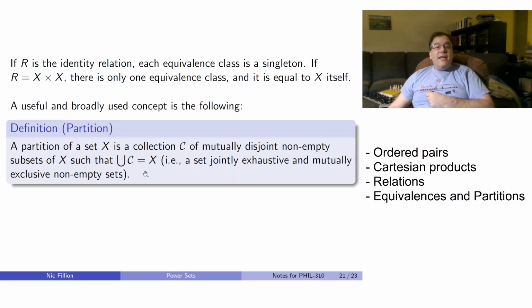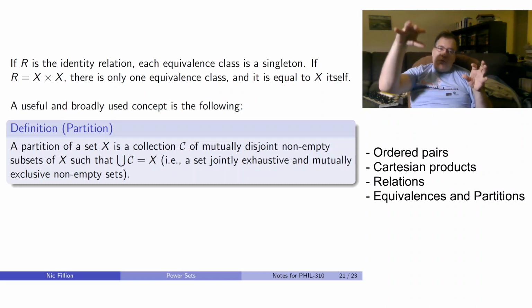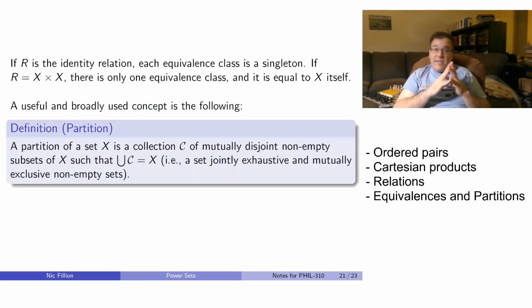And the idea is that those sets in that collection, not only are they non-overlapping, but if we take all of them together, it includes every element of X. Right? So every element of X has to be at least in one set in that collection, but will be in at most one set in the collection. And sometimes people call that a set that is jointly exhaustive and mutually exclusive.